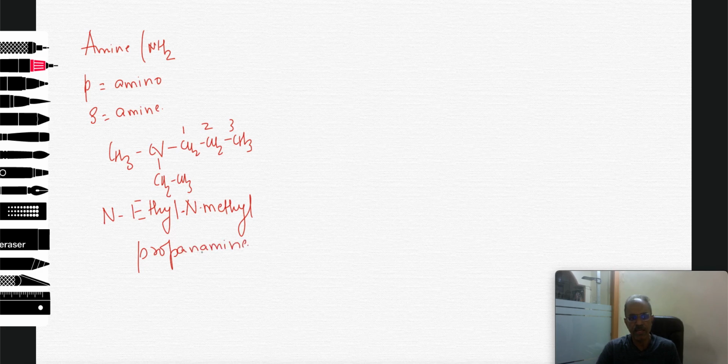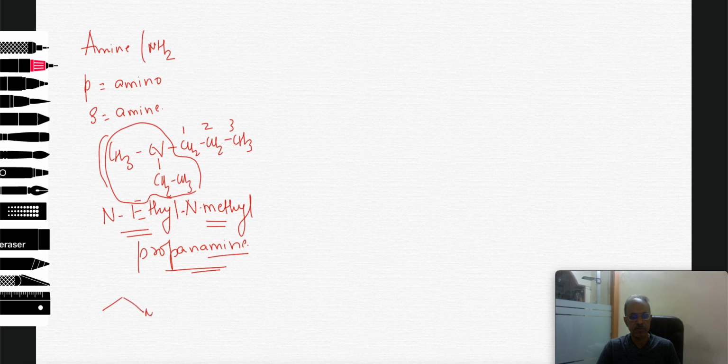Propane, P-R-O-P-A-N, E is replaced by amine. Propanamine, because after all this is an amine. So N-ethyl, N-methyl propanamine. Similarly, suppose I take one more example.